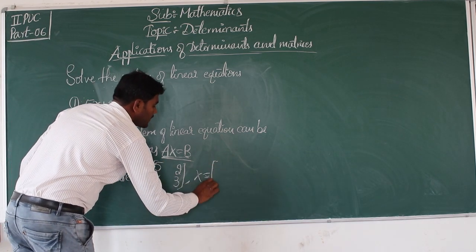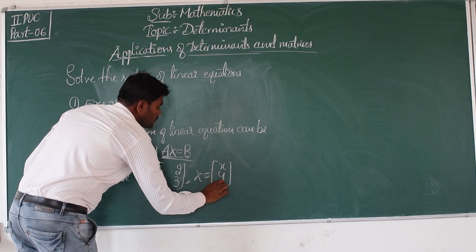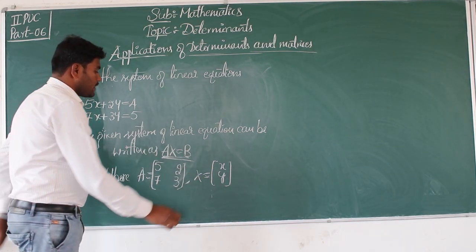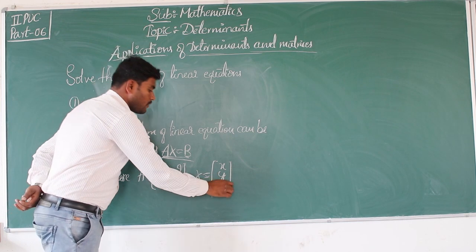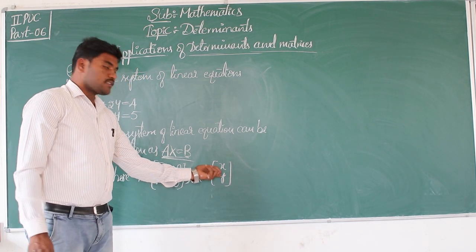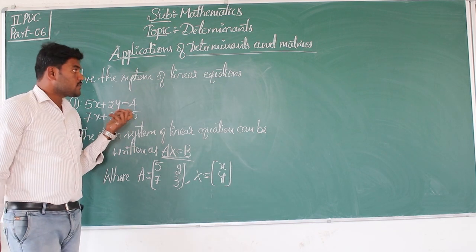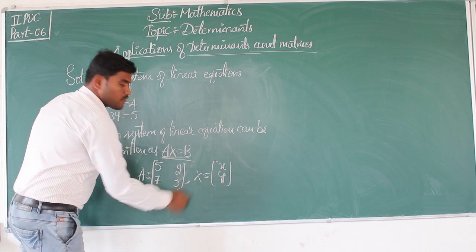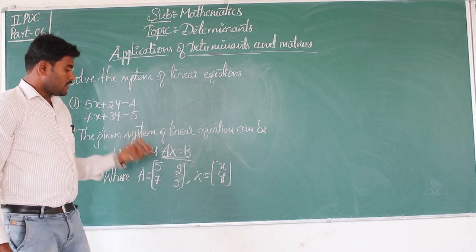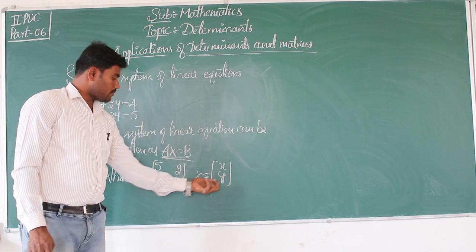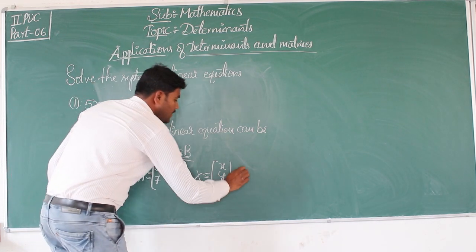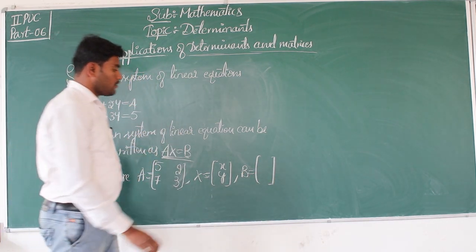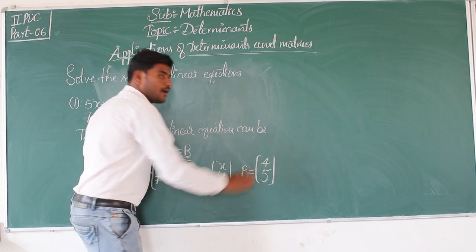And X is the variable matrix. Here there are two variables. This variable matrix is a column matrix, 2 rows, 1 column, 2 by 1. If the system of linear equations contained one more variable, it would be given by x, y, z like this. Here only two variables are there, so the variable matrix X is given by x, y, that's it. And the constant matrix B has the constants 4 and 5.